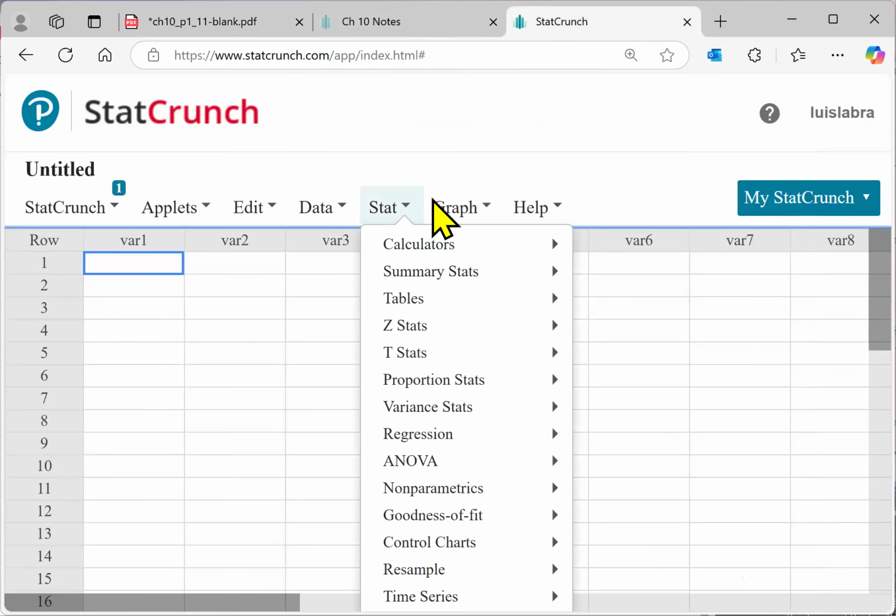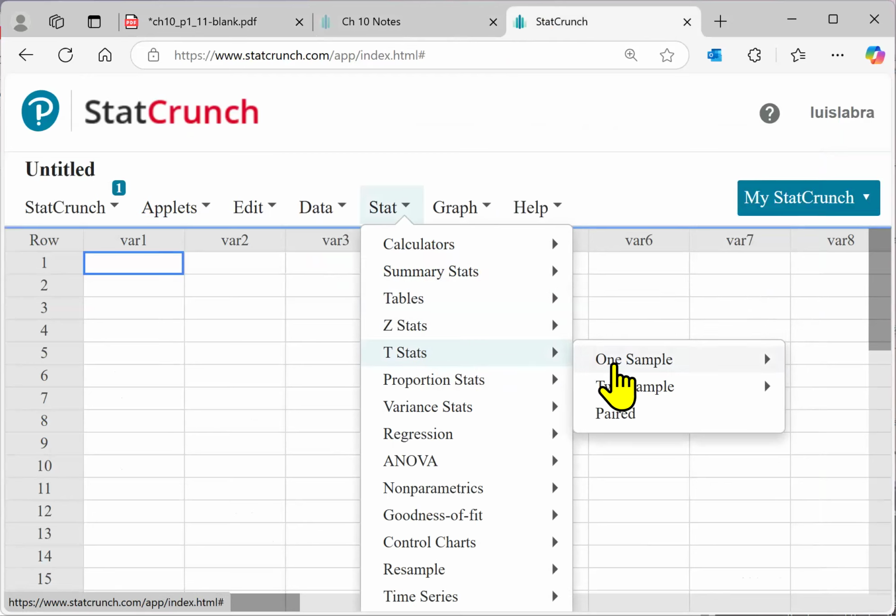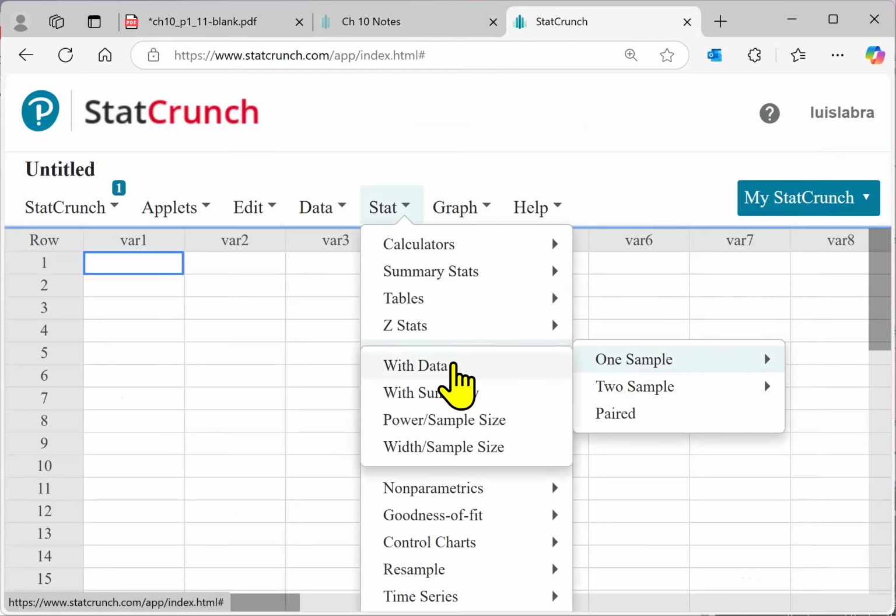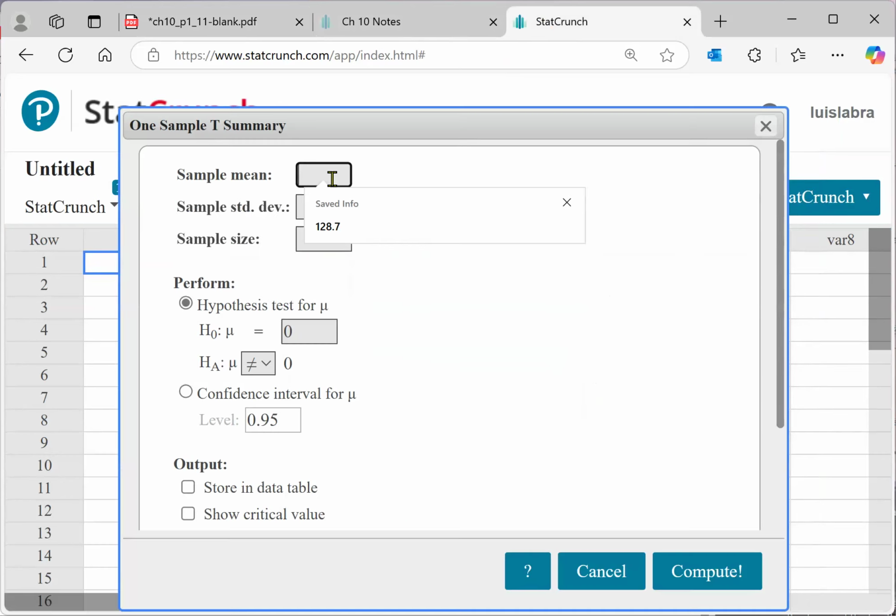So we're going to do stats, T-stats, one sample. In this case, you don't have data, you have a summary. And then let's go ahead and record the relevant information. So like the mean, oh, look, it was 128.7. I guess we've done this before. Standard deviation, 46.5, and sample size of 50. Make sure that your hypothesis test matches your paper. So remember, it was equal to 154.8. And we're testing for not equal to.